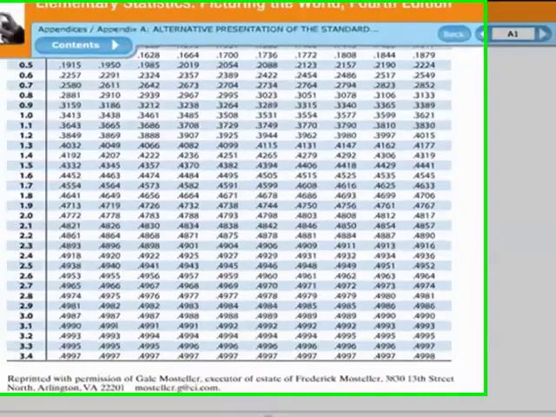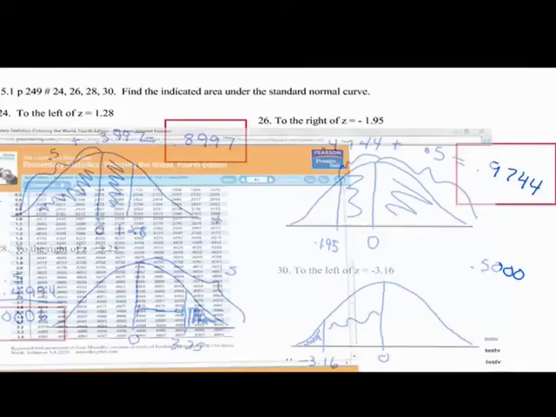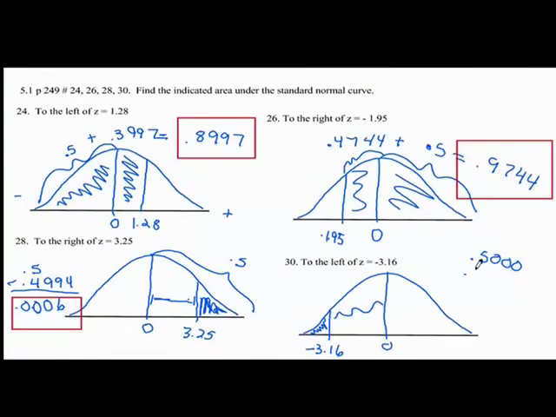So let's look that up. It's going to be 3.1 and then over to 6: 0, 1, 2, 3, 4, 5, 6 gives us 0.4992. So we're going to subtract that from 0.5 and we end up with 0.0008.